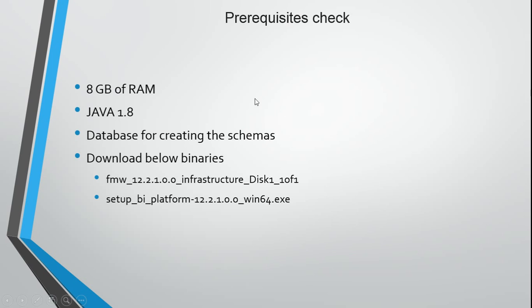Since I'm installing it on my Windows machine, or even for Linux, you should have at least 8 GB of RAM and Java 1.8, and it should have the proper Java path, the JDK path. You need to have the database to run RCU, and this is to create the schemas for your BI product. Then download the below binaries. The first one is the infrastructure jar file, and the second one is the BI platform exe file. These two binaries are required to be downloaded before starting the installation process. So now let me start with the installation.